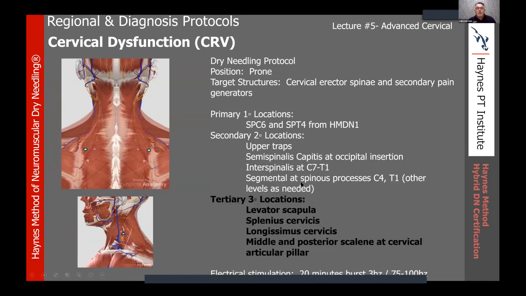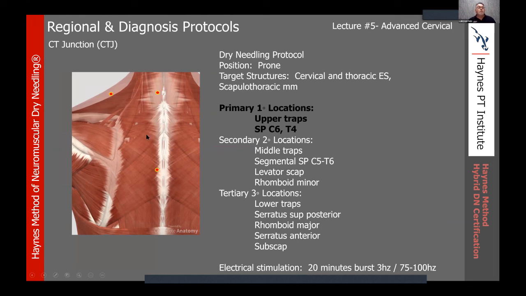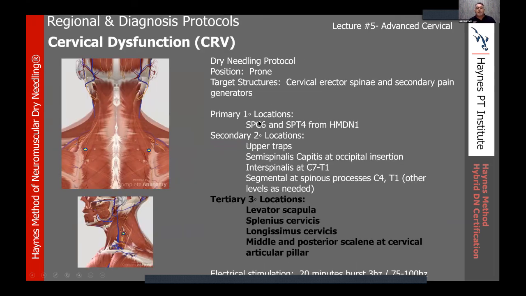Lastly, we'll move on to our tertiary locations. Here we're talking about our levator scap, our splenius cervicis, longissimus cervicis, and our middle and posterior scalene. So here we're talking about this articular pillar business. Again, it's definitely not what I would hit first, but as a tertiary, I would come back, catch levator, and then catch this lateral business as well. But again, always start with our spinous process of C6 and T4.